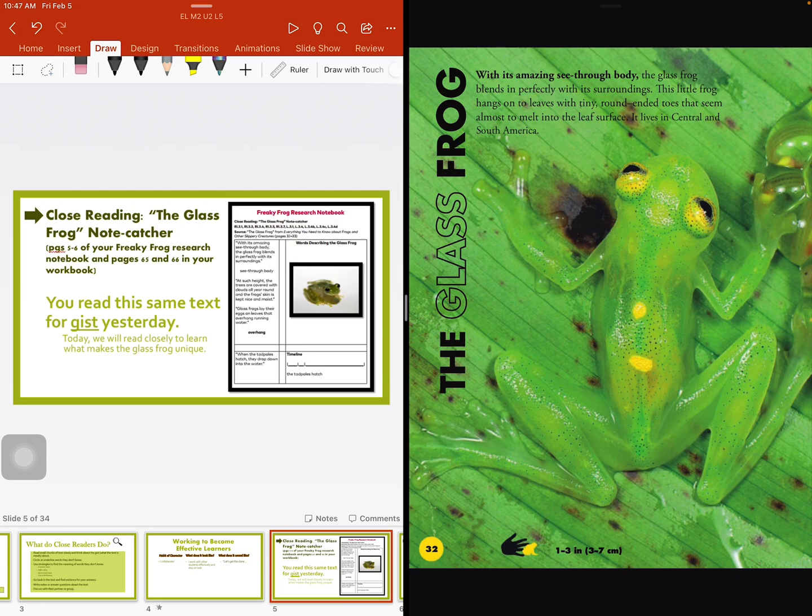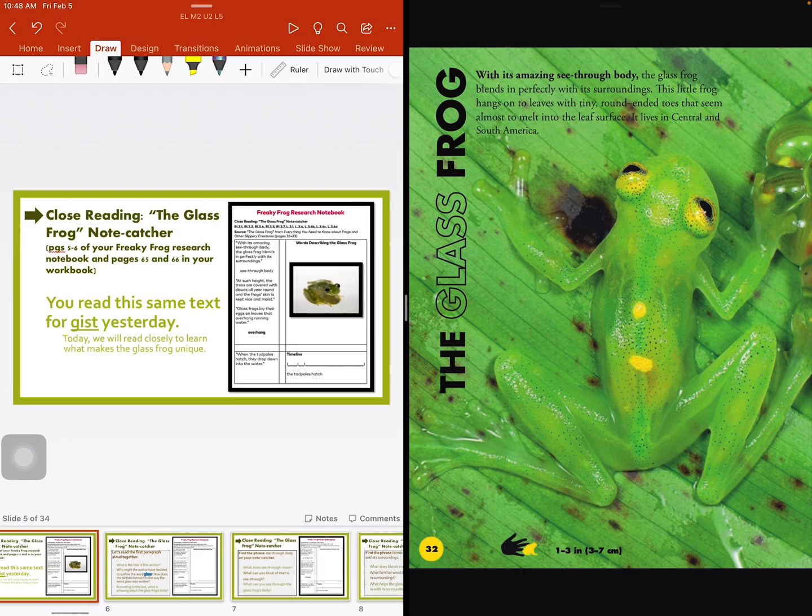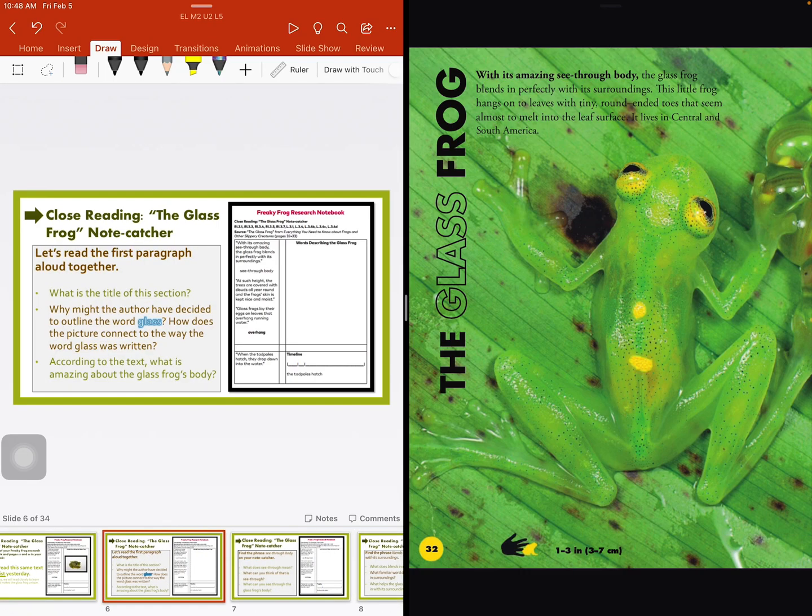Okay, so now we're going to do a close reading, The Glass Frog Note Catcher. It's pages 5 and 6 of your Freaky Frog Research Notebook and pages 65 and 66 in your workbook. You read the same text for gist yesterday. Today we will read closely to learn what makes the glass frog unique. So let's read the first paragraph aloud together.